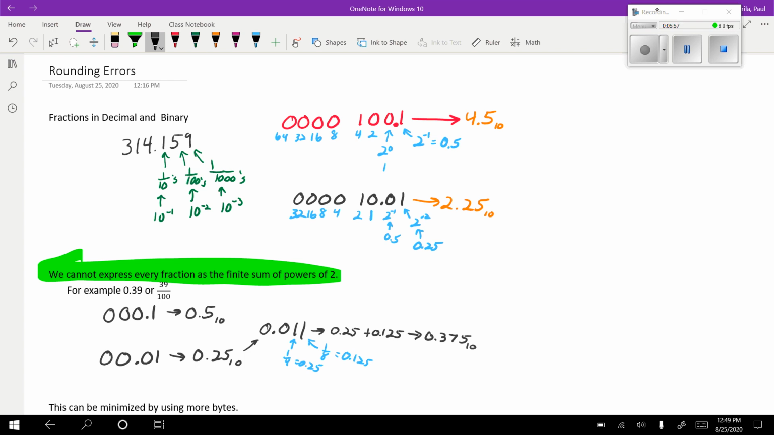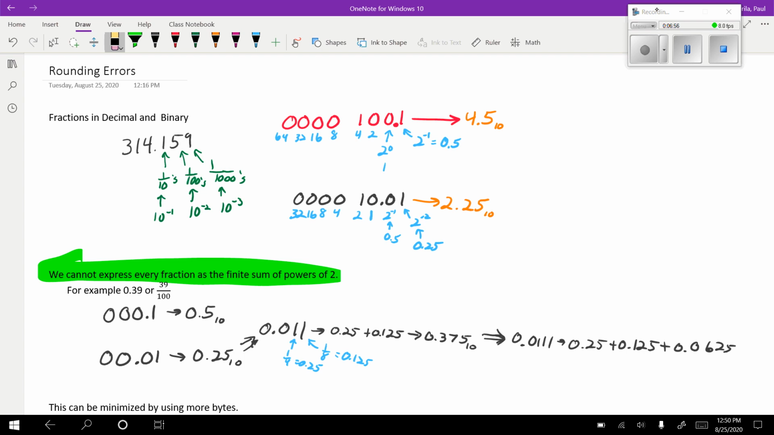So for example, let's go with 0.0111. Well, I have 1/4 plus 1/8 plus 1/16. And all of this will give me, sorry, 0.3, and then I have 5, and a 2 is 7, 6. Well, my brain just decided it's done for the day.